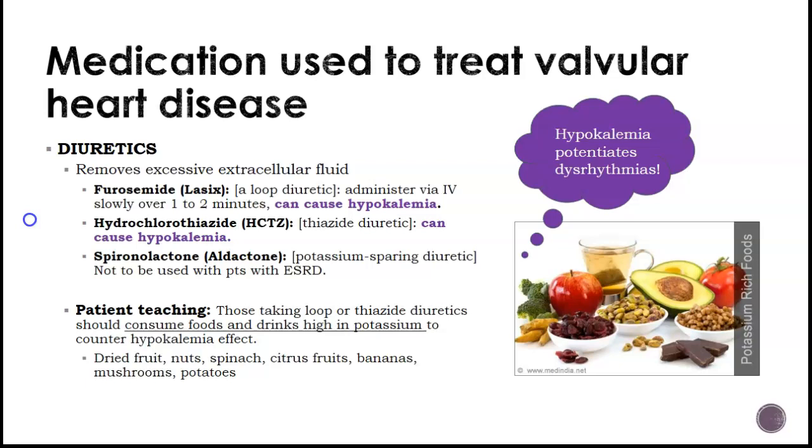Patient teaching: those taking loop or thiazide diuretics should consume foods and drinks high in potassium to help counteract that hypokalemia effect. There are a lot of foods that have potassium in them, things that are going to be rich in potassium: dried fruits, nuts, spinach, citrus fruits, bananas, mushrooms, potatoes, and things of that sort.